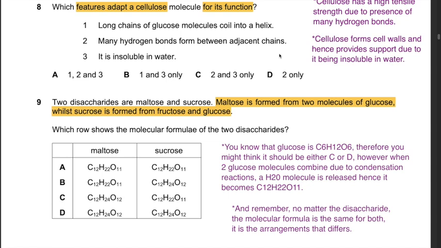Why is answer 1 not included? Long chains of glucose molecules coil into a helix. Well, long chains of glucose molecules coiling into a helix can be true for any molecule, and it doesn't have a specific purpose, or it is not related to its function. Therefore, it doesn't adapt a cellulose molecule to its function. Hence, we don't include answer 1. Only answers 2 and 3 are the realistic answers here, because hydrogen bonds are necessary for the high tensile strength. Insoluble in water is necessary for forming cell walls in plants and providing support. Hence, the answer is C, 2 and 3 only.